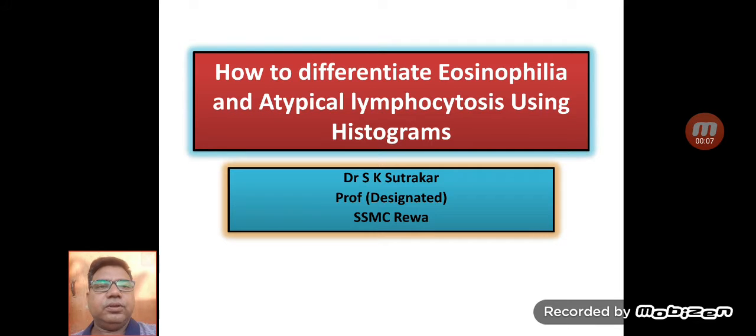Good morning, friends. Today we are going to discuss how to differentiate eosinophilia and atypical lymphocytosis using histograms. This is one of the important topics. Most of the time, physicians or pathologists have the CBC strips, and without seeing the smear, how can we differentiate these two conditions? Their management is typically very different from each other, and they mimic each other very similarly in histograms. So knowledge of histograms can easily help in differentiating these two conditions.